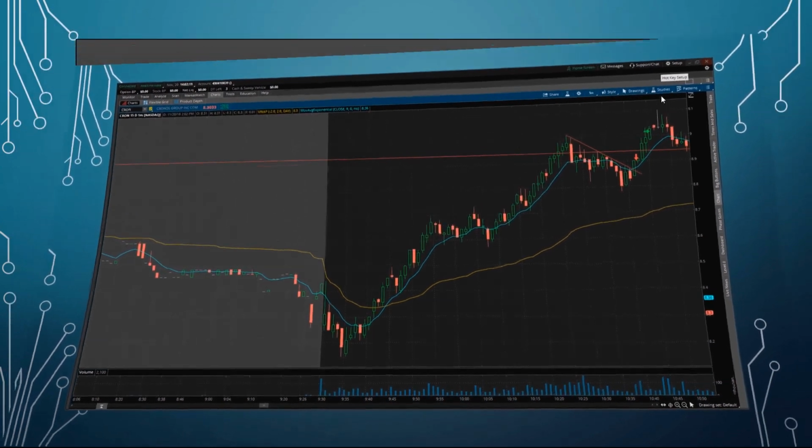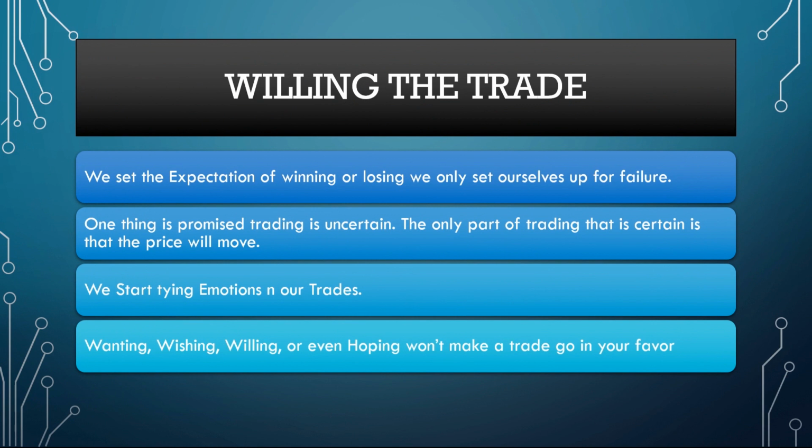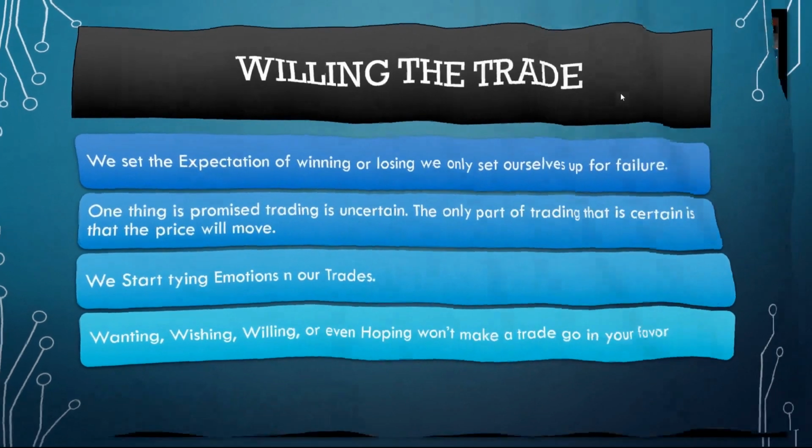Another thing we need to consider is our willing of the trade. If we set the expectation of winning or losing, we only set ourselves up for failure. The one thing that's promised in trading is that nothing is really certain. So the only thing you need to focus on is what's going on with the price. We start tying our emotions to our trades, and we start wanting, wishing, willing, or even hoping that the trade is going to go in our favor. This is really not the way to trade. We're not in this game to wish or hope or pray. What you want to be doing is taking a process approach every single time you take a trade, because if not, it will come back to hurt you.